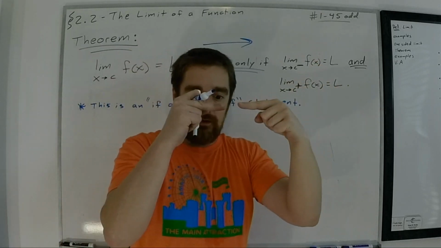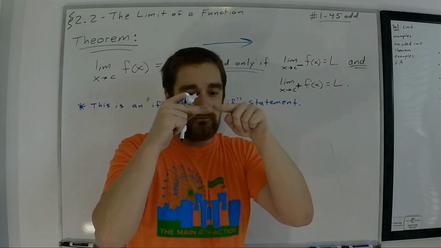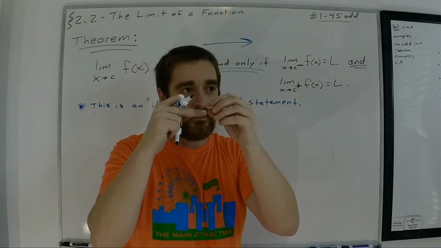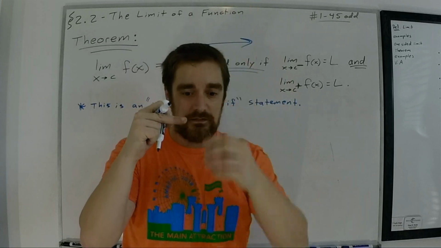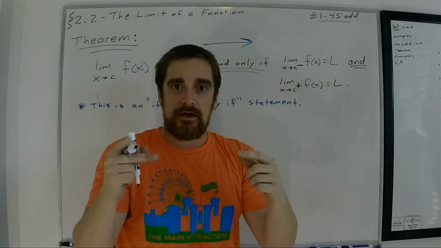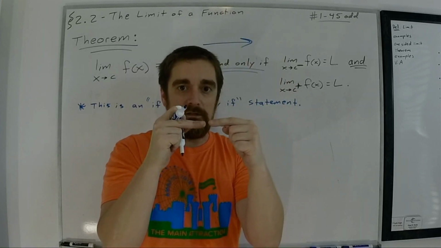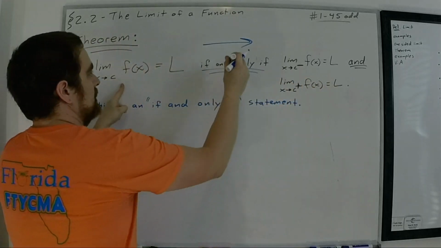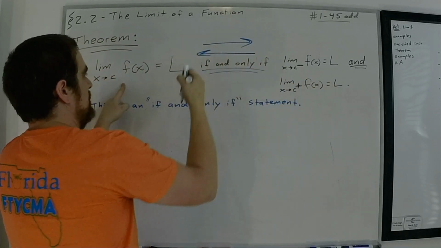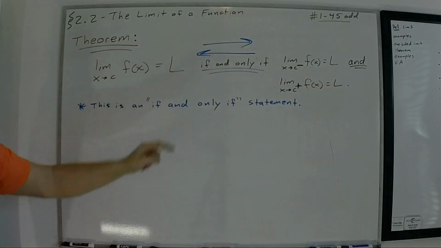Well, if they match, it doesn't matter that there's a hole there or it's filled in there, or the point that should be there is up here or down here. It does not matter. I found the left and the right limits to be the same. Then that means that the limit exists and it must also be that letter or number L.